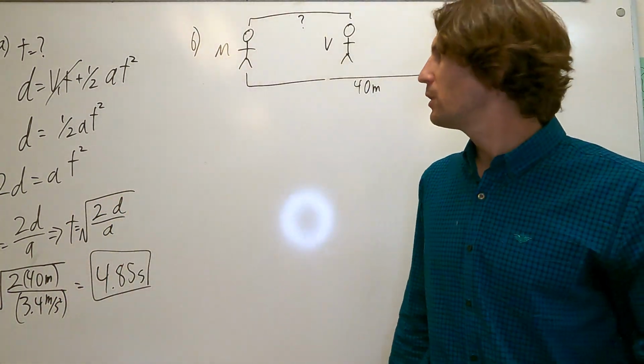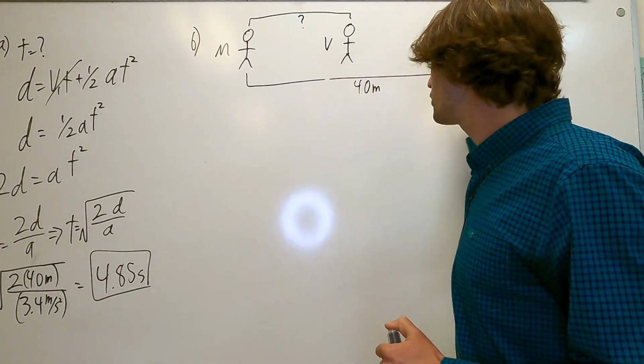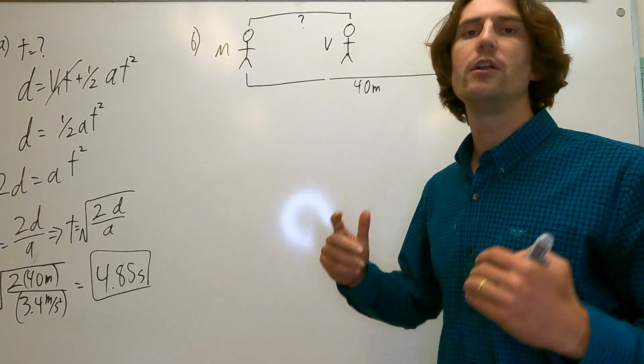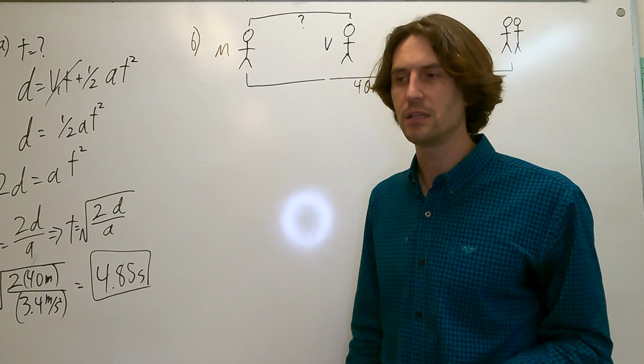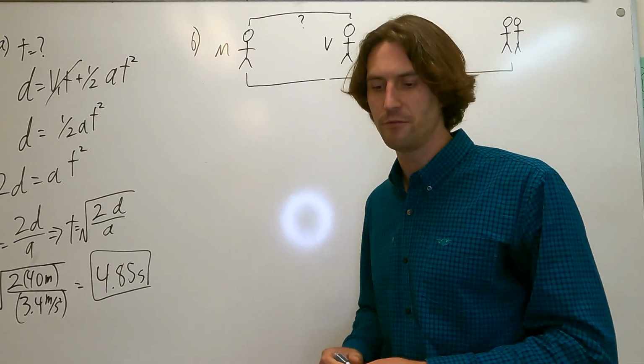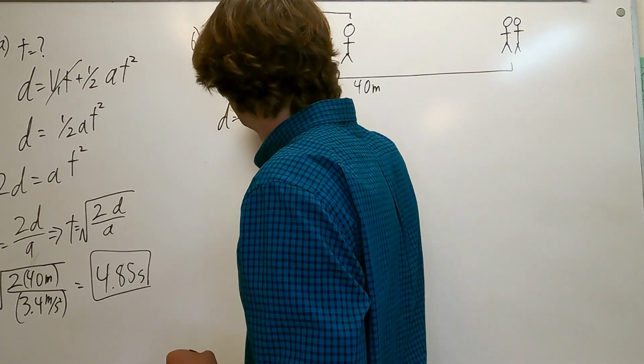My strategy for this problem is basically to figure out how far Victor travels in this time, and we already know how far Mikhail traveled in that time. So if we do a little bit of subtraction, we can figure out how far away they started from each other. So once again, I will use equation number 4.